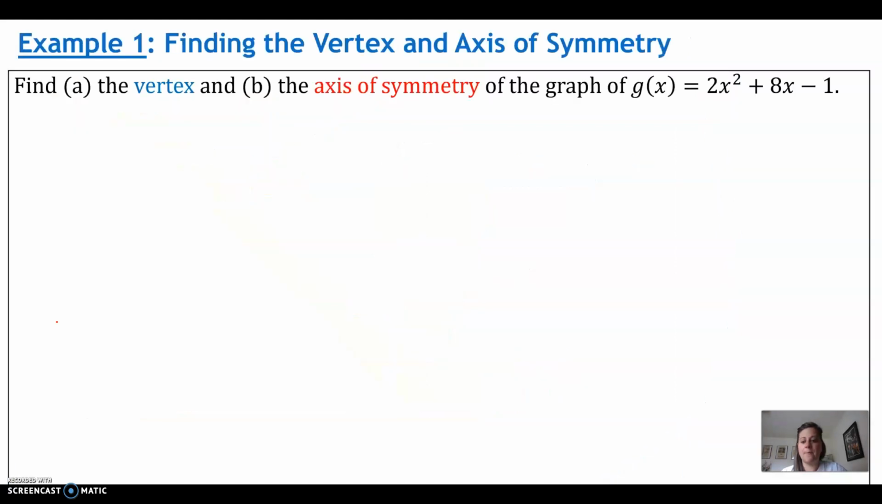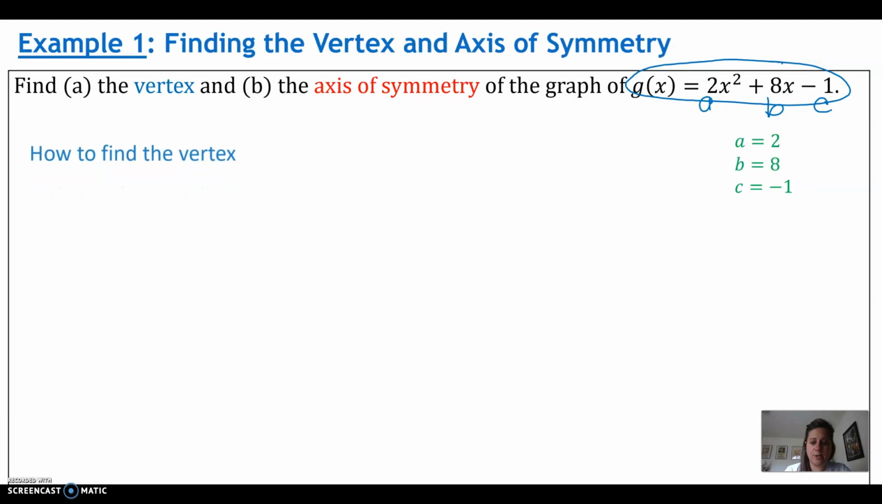Okay, so here we go. We have this function right here, g of x. The first thing I want you to do is write down a, b, and c. So you have a, you have b, and you have c. Actually write those down, and that's going to be very helpful to you in our last chapter. We need to find the vertex and the axis of symmetry of this graph without even graphing it.